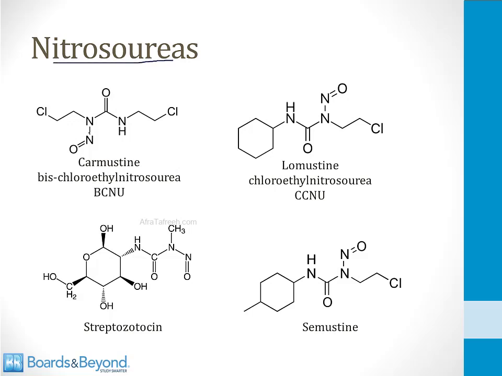The next group of alkylating agents are the nitrosoureas. These drugs get their name because they have a nitroso group, which is a nitrogen oxygen group, and they also have a urea moiety. Drugs in this class include carmustine, which is often called BCNU, an abbreviation of its chemical name, also lomustine, which is called CCNU, streptozotocin, and finally semustine.